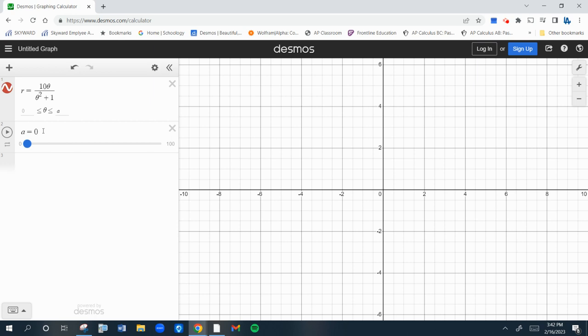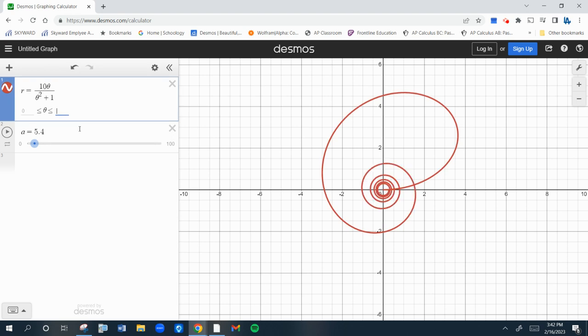Here's the graph, and we have theta equals 0 at this point. I'm going to increase it. So look at what the graph looks like. Theta is now 3.4. It's getting bigger and bigger. So this is a really neat graph. It's just spiraling in to the origin. So the question we had was what's happening exactly when theta is equal to 2, which is over here. So we're about right here. So this is exactly where 2 is, right here.